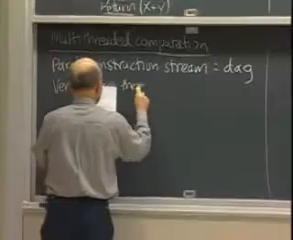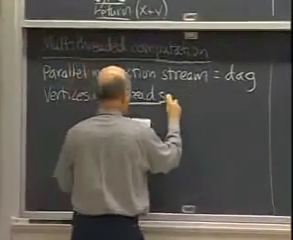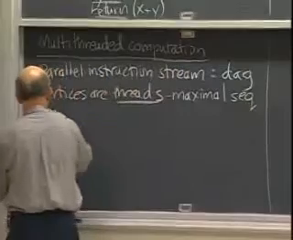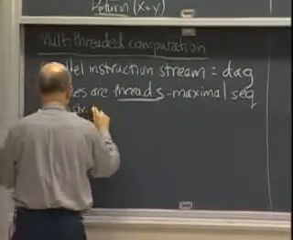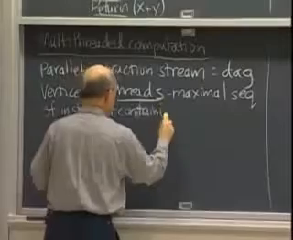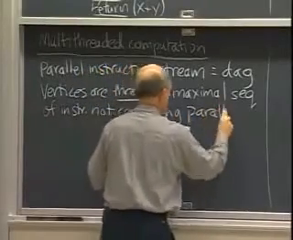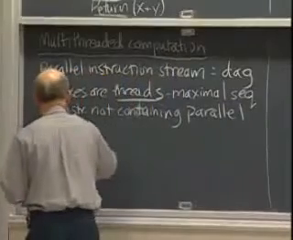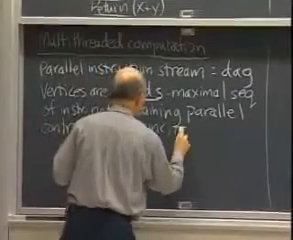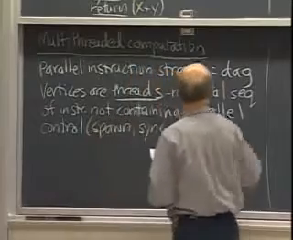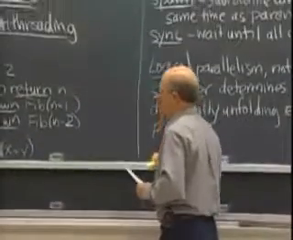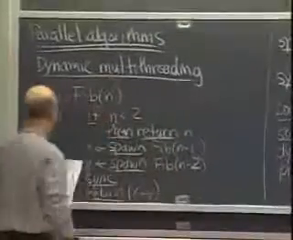are threads, which are maximal sequences of instructions not containing parallel control. And by parallel control, I just mean spawn, sync, and return from a spawned procedure. So the vertices are threads, so let's just mark what the threads are here.